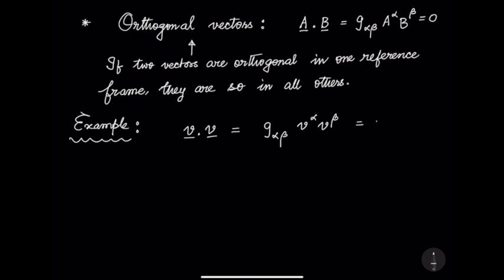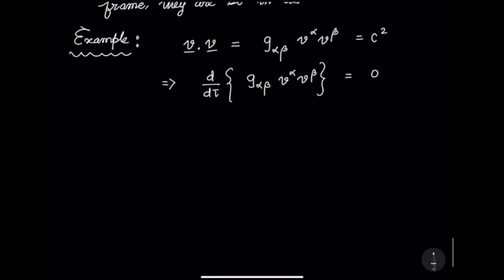This is c squared, which is invariant. This is a dot product, has to be. Now we know that if I take a time derivative, when I say time, it is the proper time, on both sides, the right hand side will be 0. c doesn't change whatever you do.